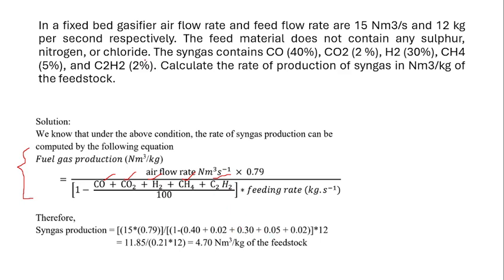C2H2 is 2%, so 2 by 100 is 0.02. Now the air flow rate is given. For the fixed bed gasifier, the air flow rate is 15 Newton meter cube per second. So substitute the air flow rate 15 here. 0.79 is constant. It is always constant in the formula. Multiply it with 0.79, and the feeding rate is 12.